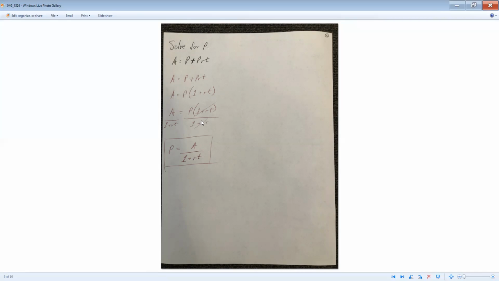Then from there, we can divide both sides by the quantity of 1 plus RT. That will cancel out on the right. And on the left, we would have A over 1 plus RT. And that will be our solution. P is equal to A over 1 plus RT.